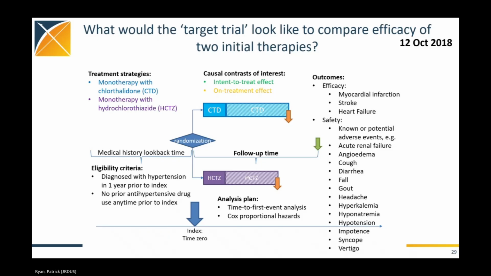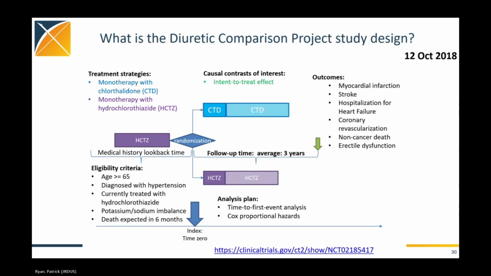When we're using retrospective data analysis, we can't do a randomized trial, but we can use target trial emulation to design an observational study that looks like this, just taking out the randomization effect and instead using something like propensity score modeling as a way to adjust for baseline characteristics.